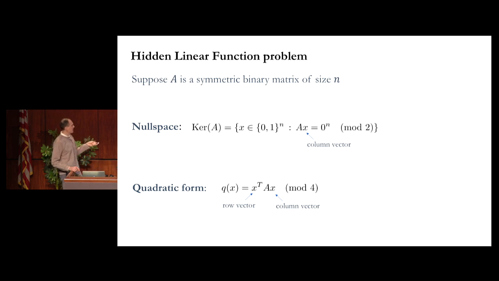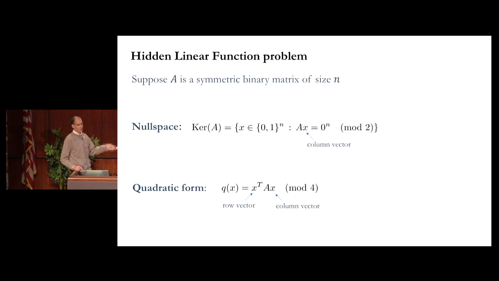We can define a quadratic form. Here the argument of this form is an n-bit string, so these variables are binary. Here I use matrix-vector notation, so x is a column vector, and x transpose is a row vector. For technical reasons, I evaluate this form modulo 4.